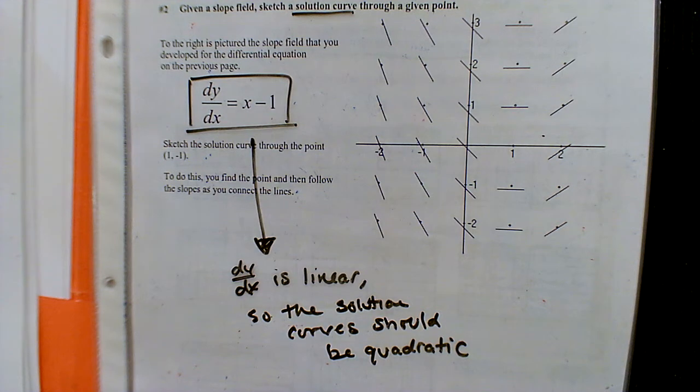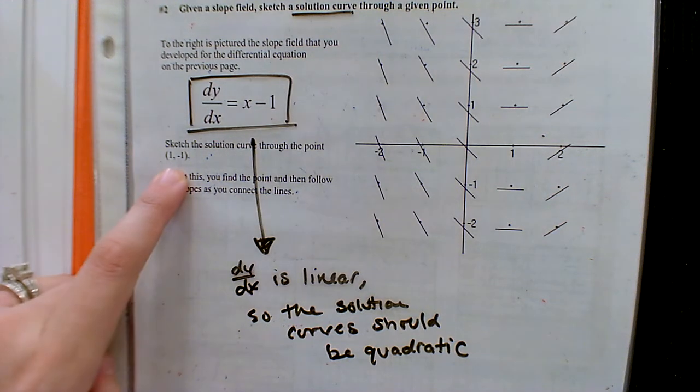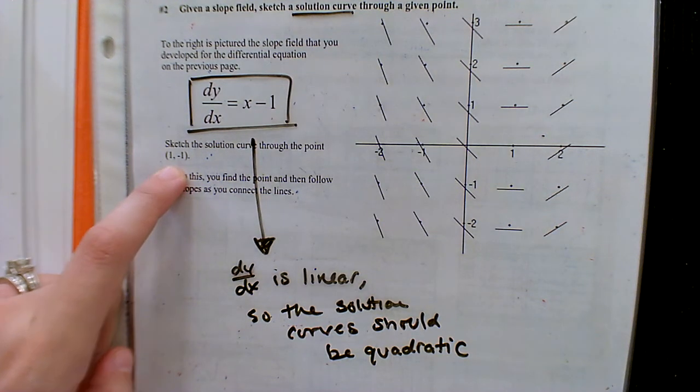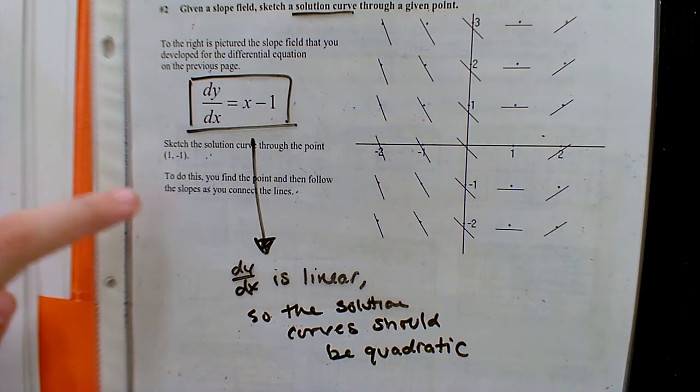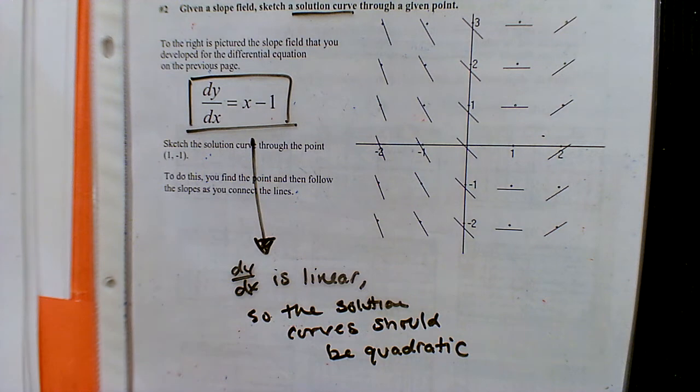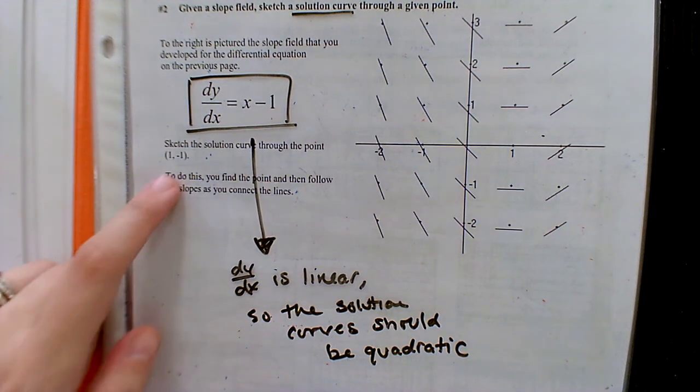So we're going to plot a particular point, and when we draw the curve, we're going to follow the slopes kind of as a guide, but we got to make sure that it looks quadratic in this case because we are able to determine that that's the shape. So let's go ahead and take a look at the point 1, -1. We would eventually use this to plug in x, plug in y, and figure out the c value like we did in the last section. But now we're going to draw the shape of this solution curve.